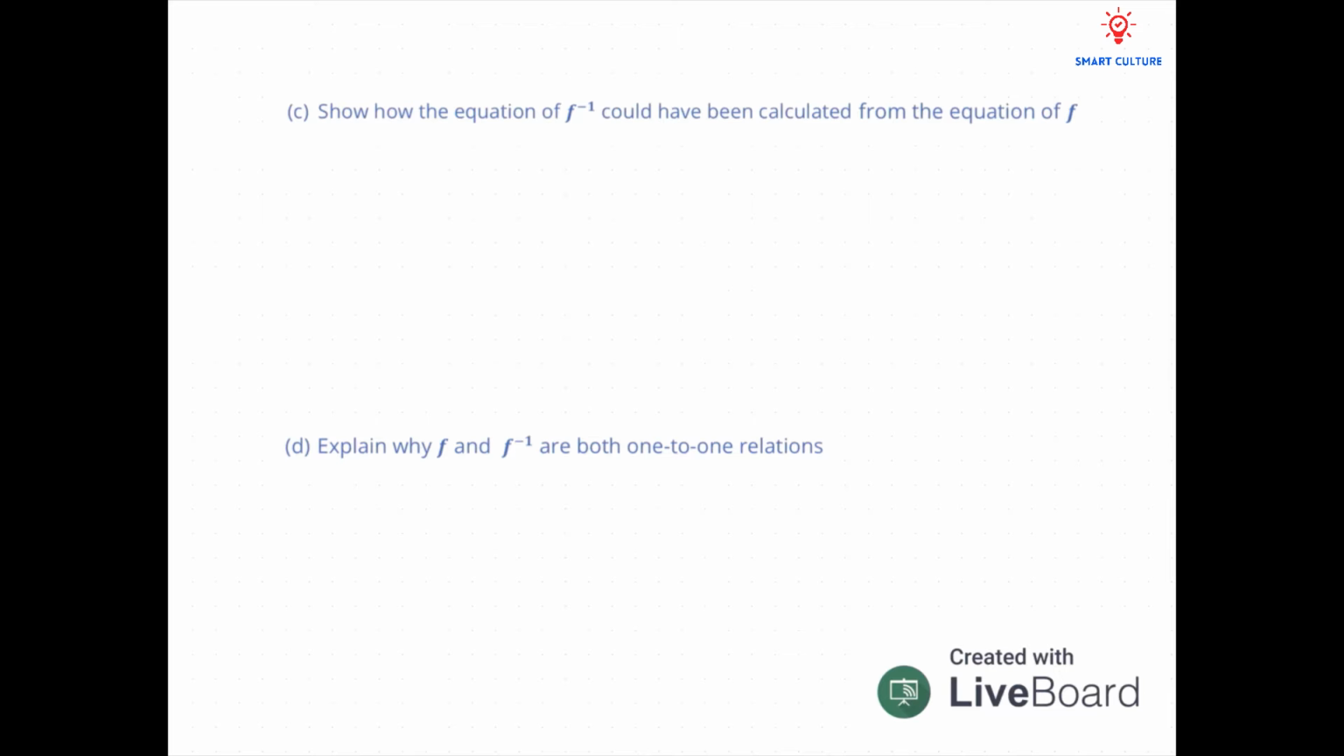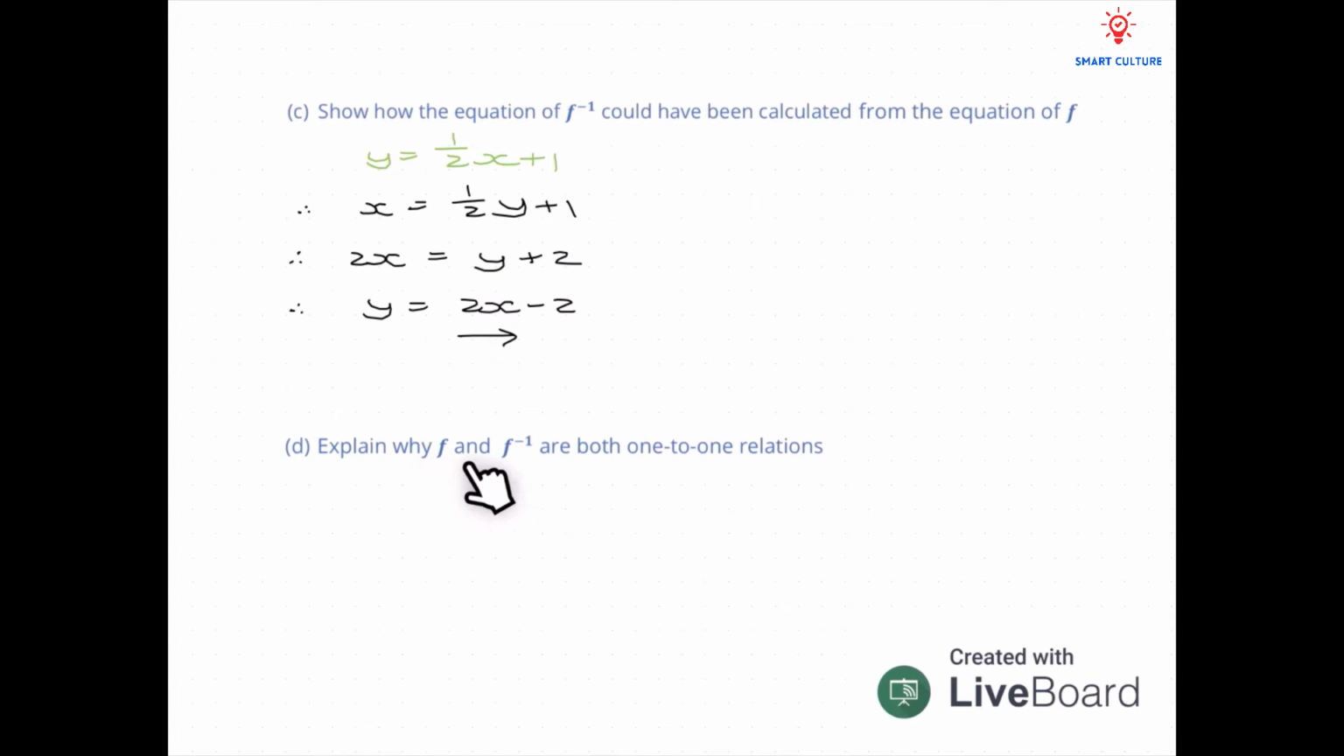It says to show that the inverse could have been calculated from the equation of f. Let's just write out our equation of f is equal to a half x plus 1. What happens with the inverse is that x and y get flipped around. It's going to be x equals a half y plus 1. I'm going to manipulate this to make y the subject of the formula. First thing I'm going to do is times through by 2. I'm going to bring y to the left hand side: y equals 2x minus 2. There you can see we've gotten our inverse equation.